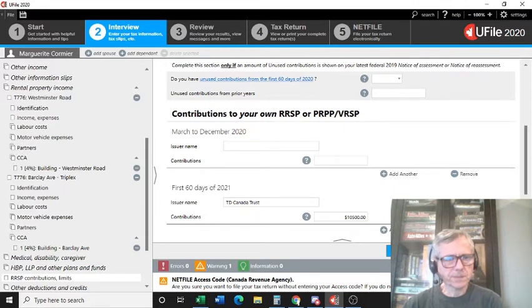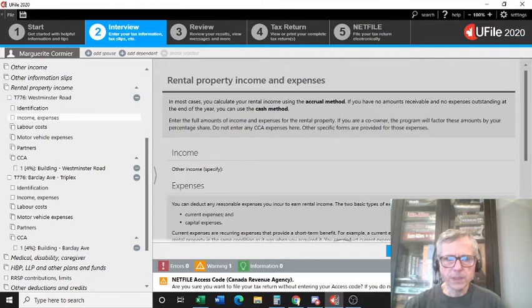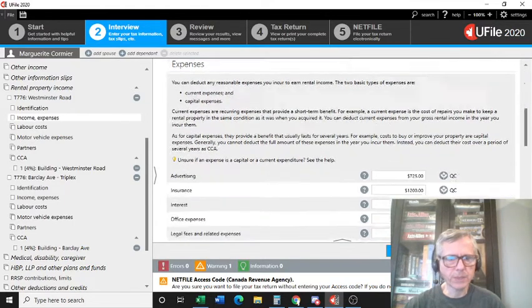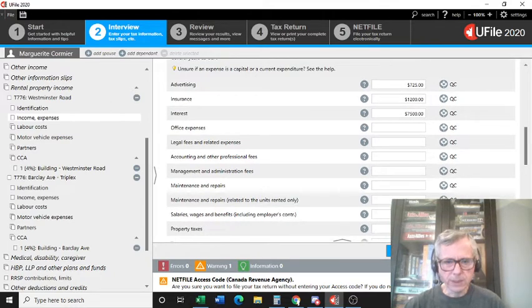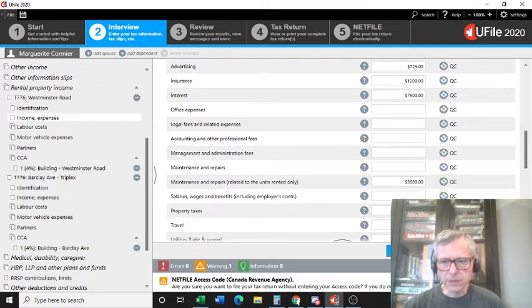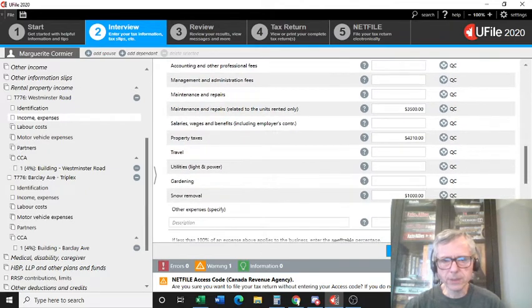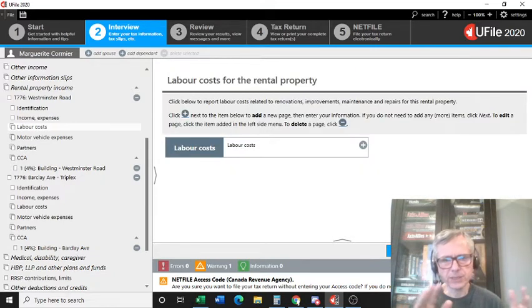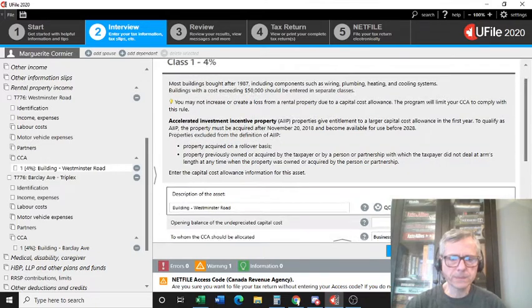Okay, great. Here's the income, gross income, and expenses. Okay, I tallied up all the 3 different taxes and put them into one category. Snow removal. Okay. I did not complete labor costs. This is a form specific to Quebec where you have to identify the contractors that did work on your building. Okay, and here's my rental property.